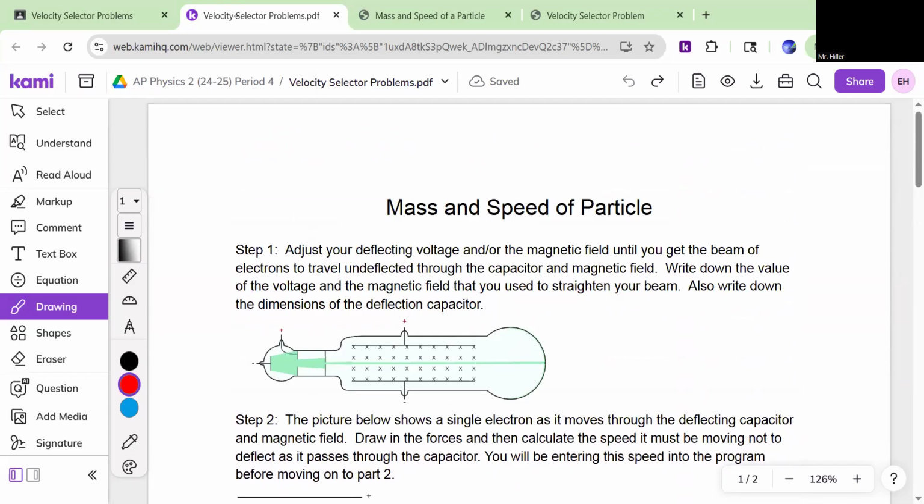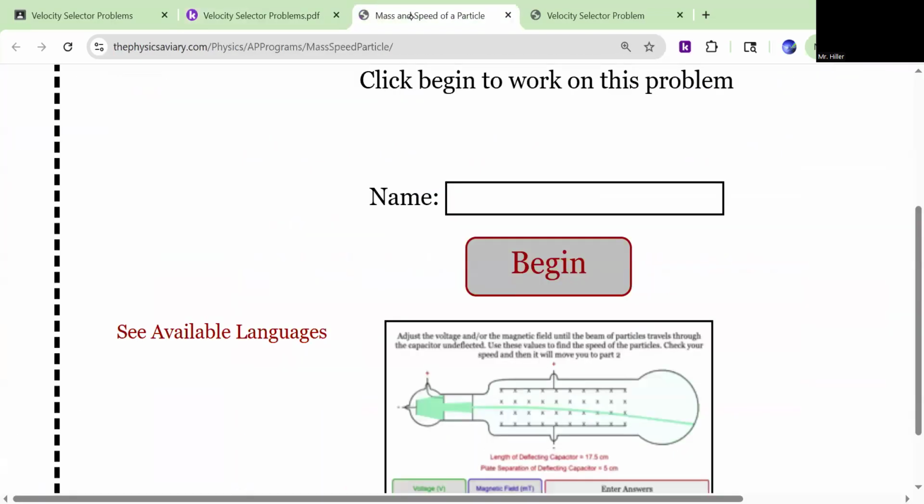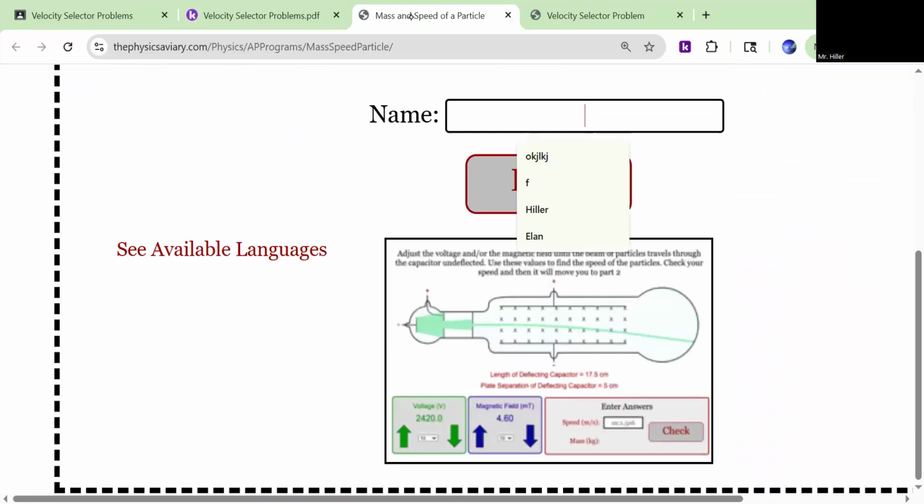Go ahead and open up the first problem. The first problem is mass and speed of a particle. Go ahead and put your name in.